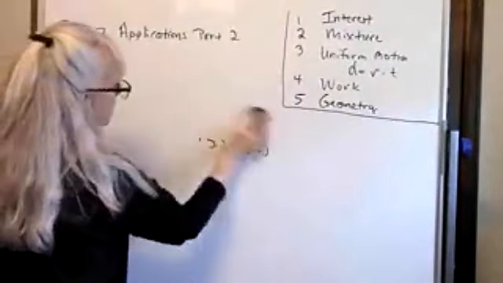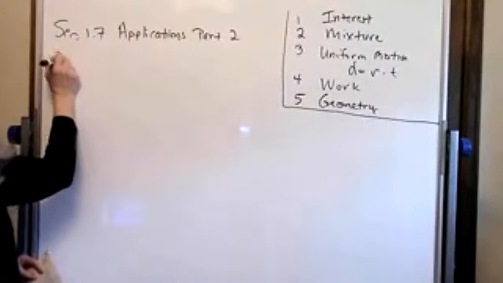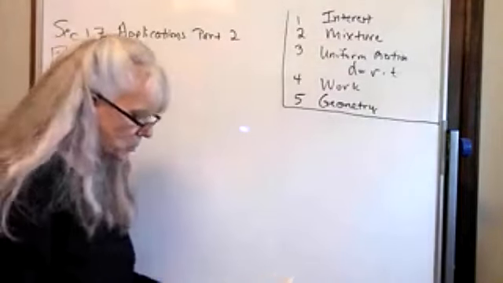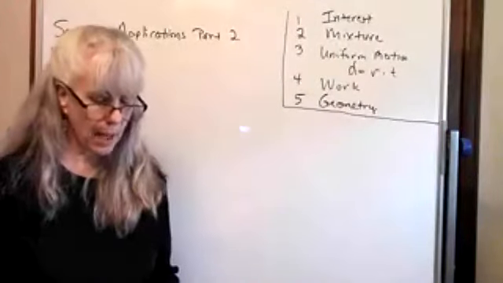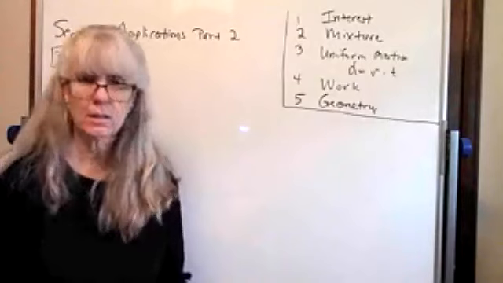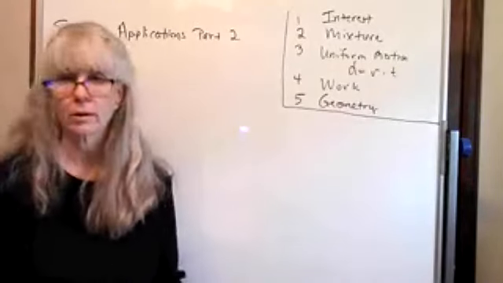So example 3 switches gears on us. It says a motorboat heads upstream on a river that has a current of 3 miles an hour. The trip upstream takes 5 hours. The return trip takes 2.5 hours. What's the speed of the boat? We're going to assume that the boat maintains a constant speed relative to the water.